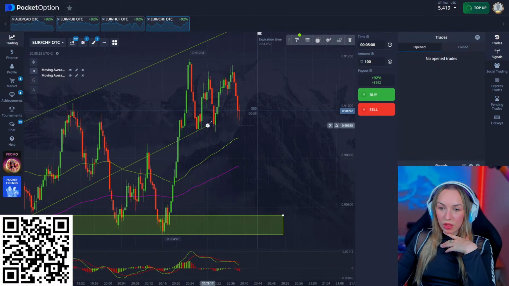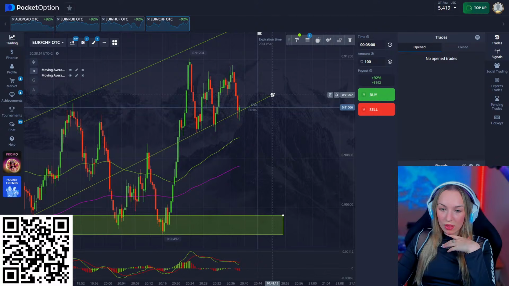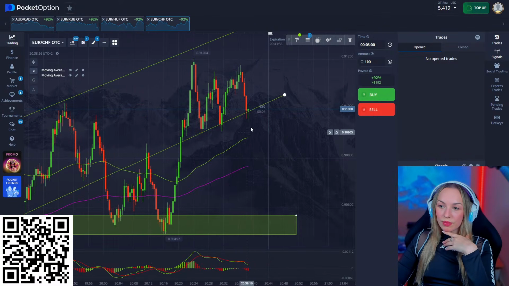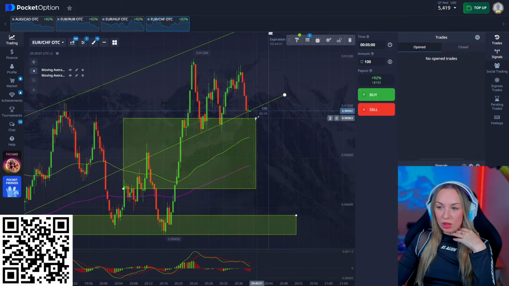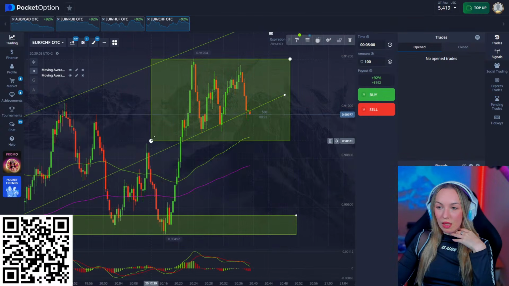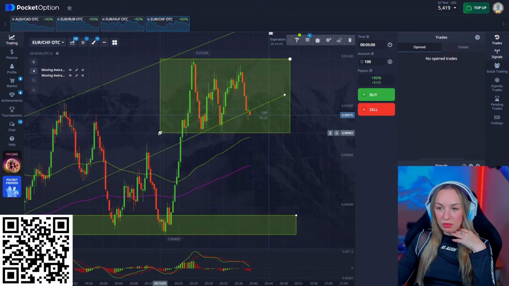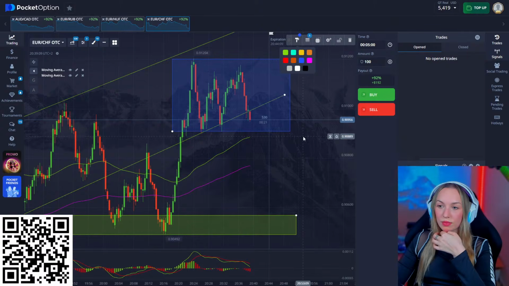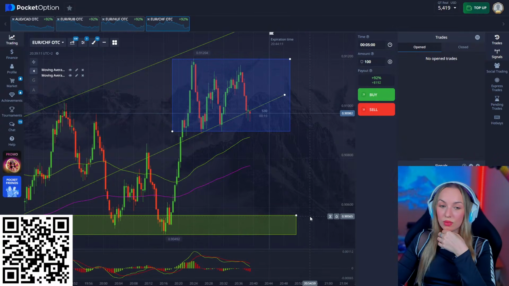The Euro CHF is still on this support. Maybe after it breaks this laterality, which is right now, I would say it's stuck here, we can open the trade in the downward direction.